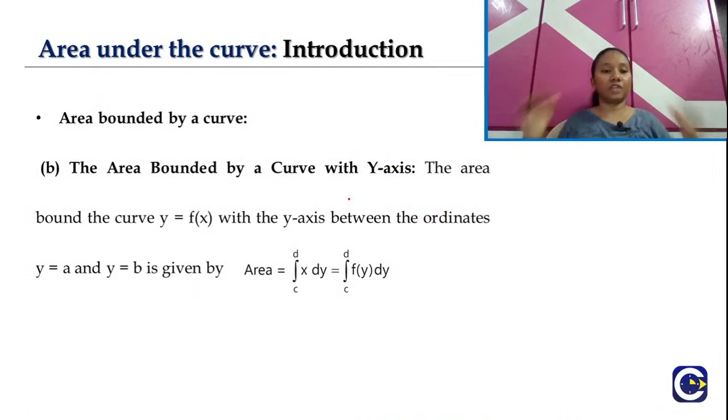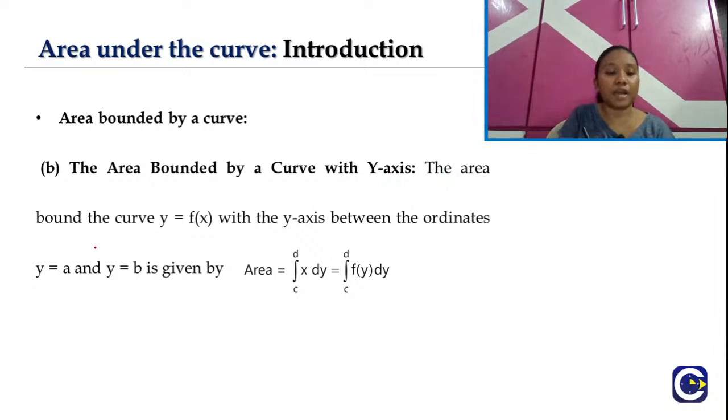So far what we have done is the area bounded by a curve with respect to the x-axis. But now we are trying to do the area bounded by a curve with the y-axis. Y-axis means now what will be the change? The function which we are going to integrate should be in terms of variable y, as well as the limits also in terms of y. Right, that will be the difference when we are doing the area bounded by a curve with the x-axis and the area bounded by a curve with the y-axis.